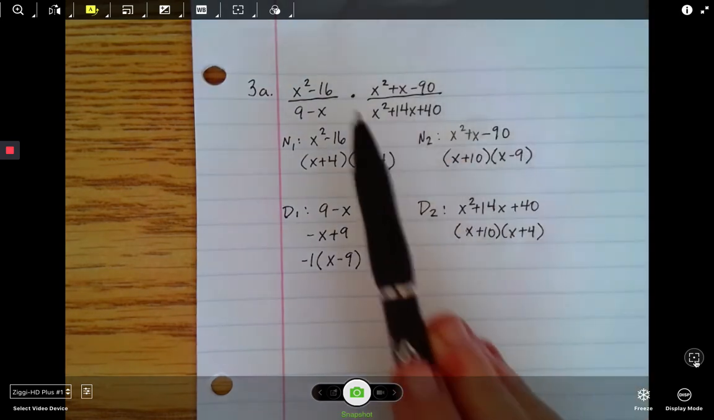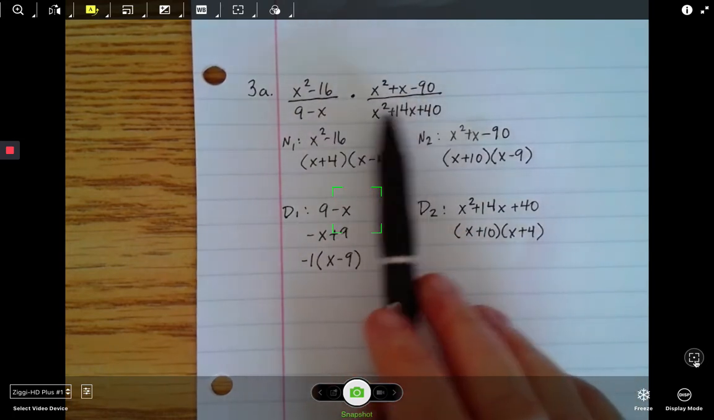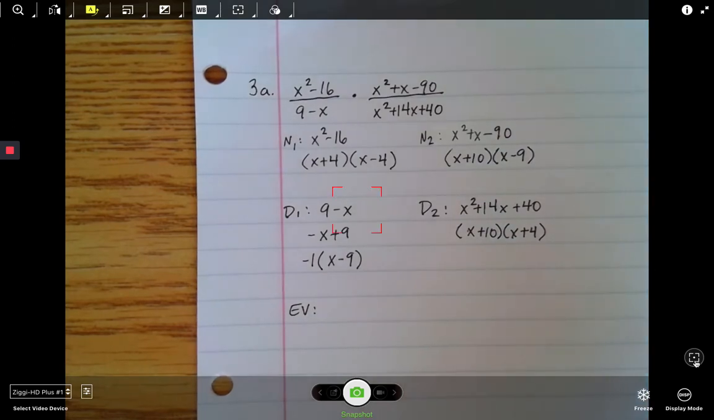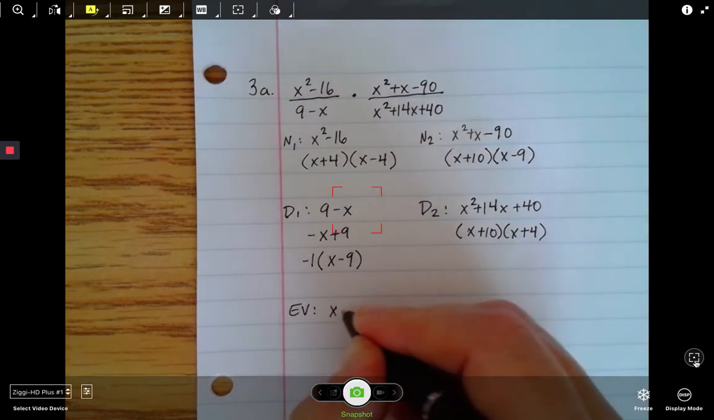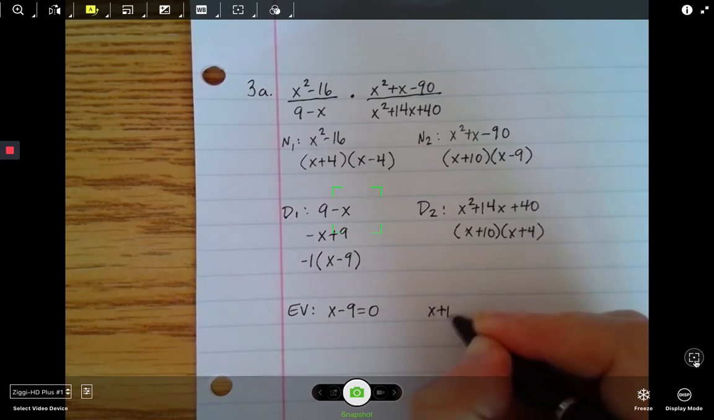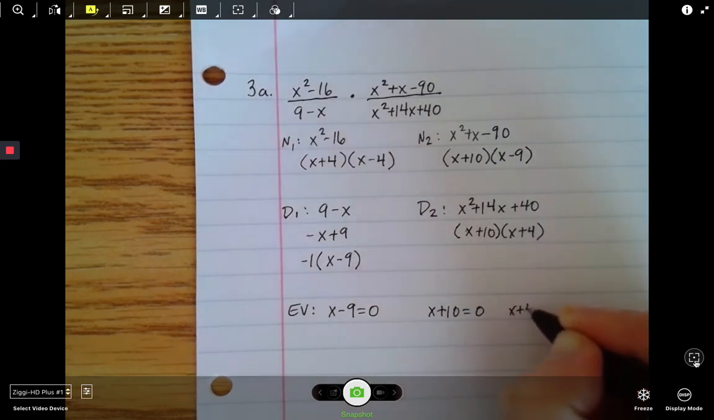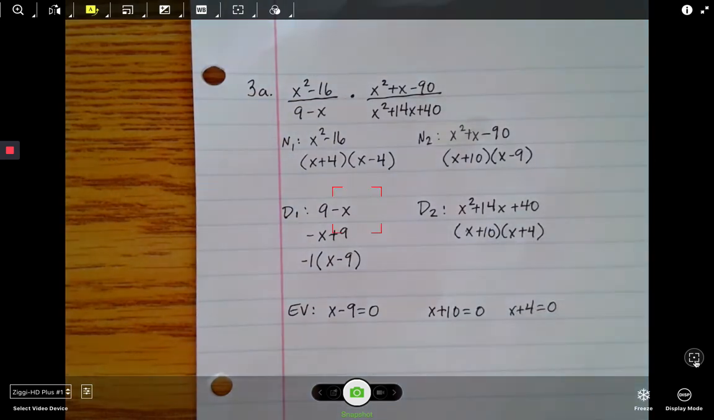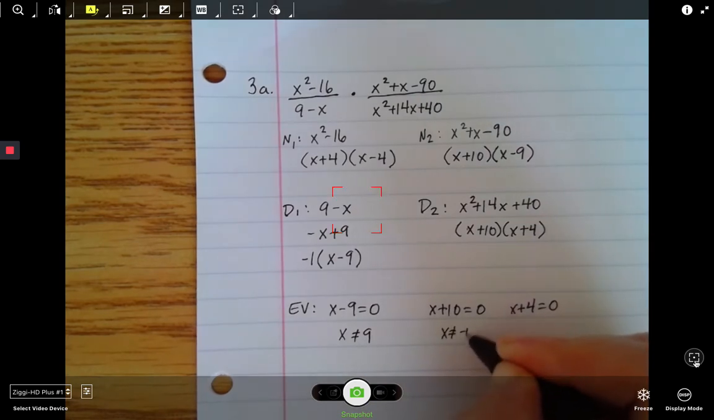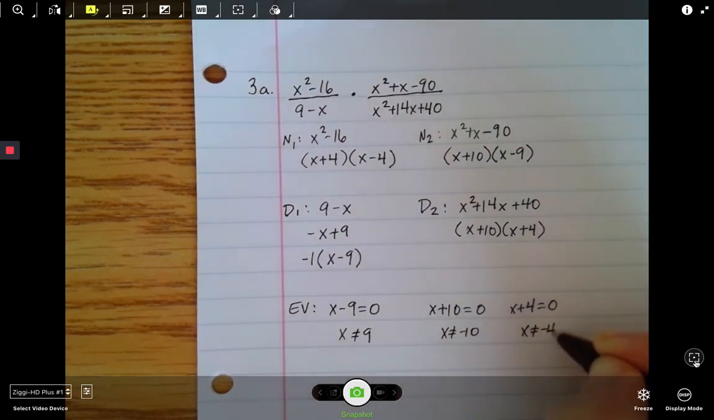Alright, so all I've done so far is factor each numerator and each denominator. Now we found our excluded values, and where do those excluded values come from again? Denominator. So any factor with an x we set equal to 0. x minus 9 equals 0, x plus 10 equals 0, and x plus 4 equals 0. So x cannot equal 9, x cannot equal negative 10, and x cannot equal negative 4.